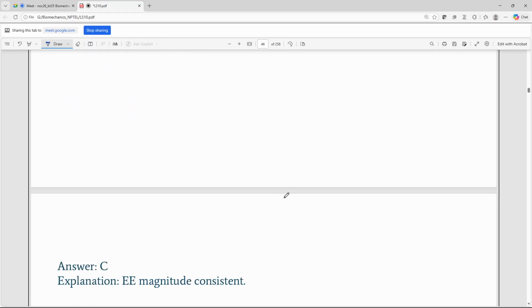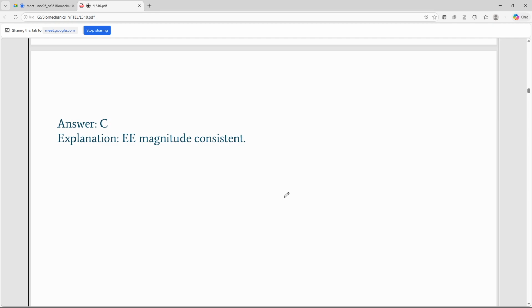Correct answer, option C. The similar amplitude of enslavement effect was observed across different experimental conditions involving different muscle groups. Answer is option C.